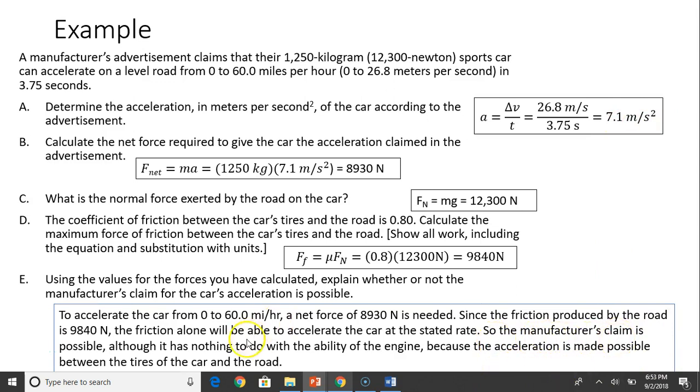So the manufacturer's claim is possible, although it has nothing to do with the ability of the engine, because the acceleration is made possible by the friction between the tires of the car and the road.